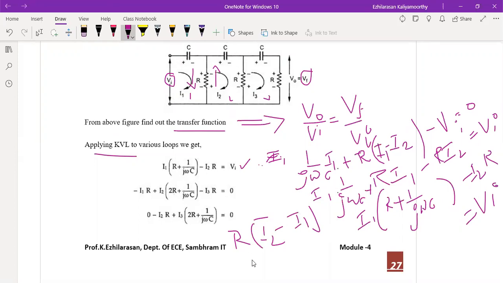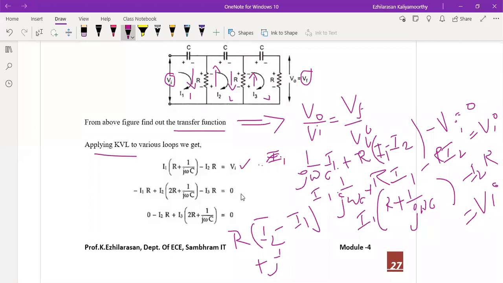Next, plus 1 by j omega C I1 because of the capacitance, right? Next, again, plus R into I2 minus I3, because here is I2 current, but here I3 current, going up for this resistor. So R into I2 minus I3 is equal to 0.